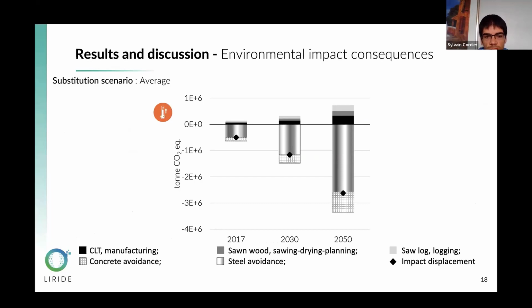So this is the result for climate change, where we can see that for steel, where there is the lowest material substitution, it shows the highest avoided impact. The dots that are in negative say that the overall impact is displaced. On the top of the x-axis are the different wood processes to make the wood structures. And under the x-axis, there is the avoided impact of steel and the avoided impact of concrete. So that was for climate change.